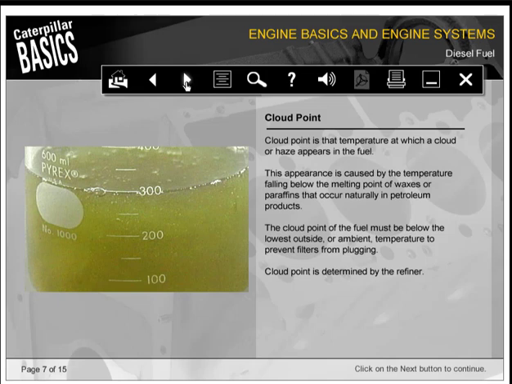Cloud point is the temperature at which a cloud or haze appears in the fuel. This appearance is caused by the temperature falling below the melting point of waxes or paraffins that occur naturally in petroleum products. The cloud point of the fuel must be below the lowest outside or ambient temperature to prevent filters from plugging. Cloud point is determined by the refiner.